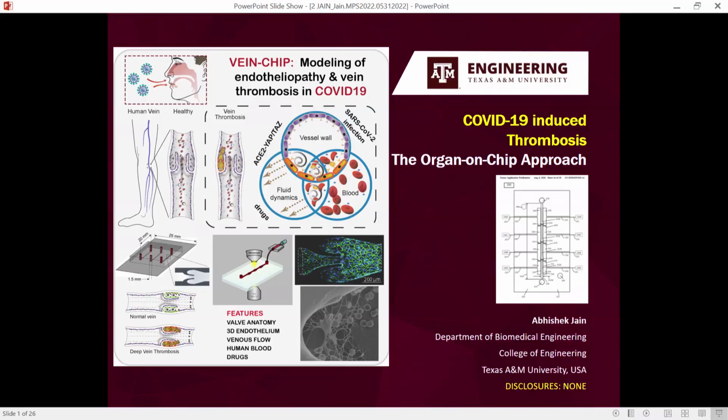So over the next few minutes, I'm going to take you through the device and some of the results that we acquired with this chip, and then tell you a little bit about what we are doing in terms of modeling and characterizing COVID-19 induced thrombosis using this platform.